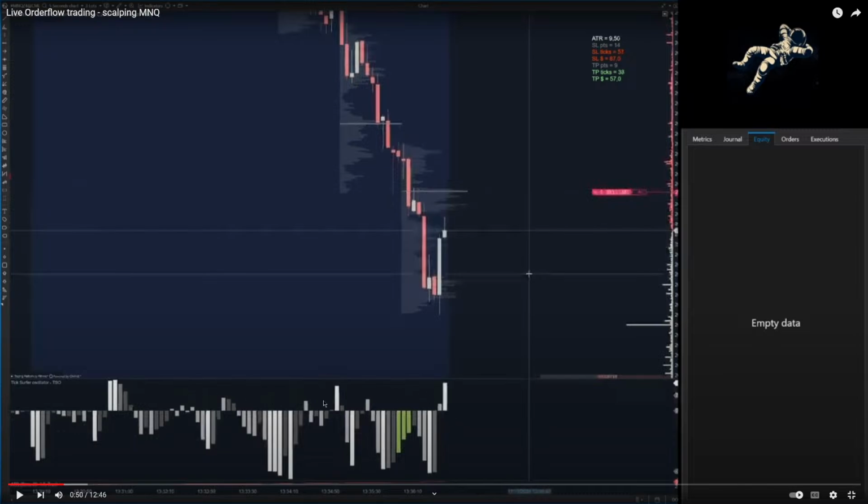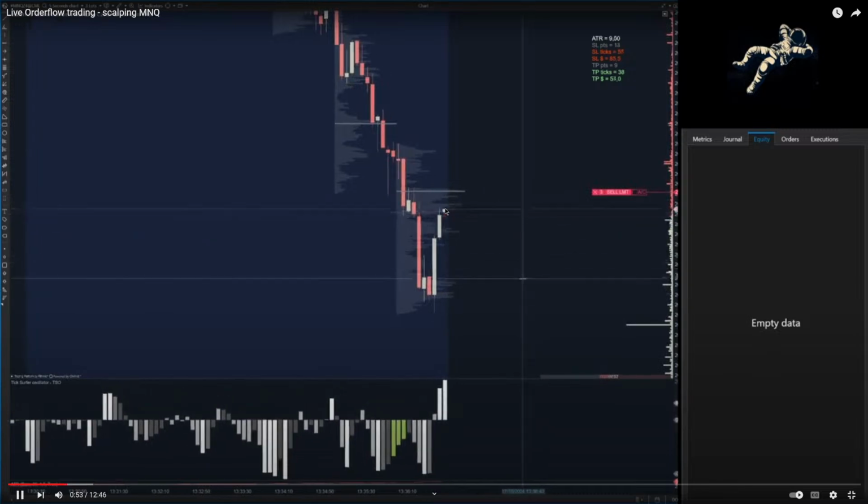I have an oscillator down here. It's based on delta, basically showing the difference between aggressive buyers and aggressive sellers. It's a bit modified. It's not just a delta oscillator; there's a bit more to it. I look at this also. I think I'll keep that for another video, just to not overcomplicate things. So let's just play this and see what happens.